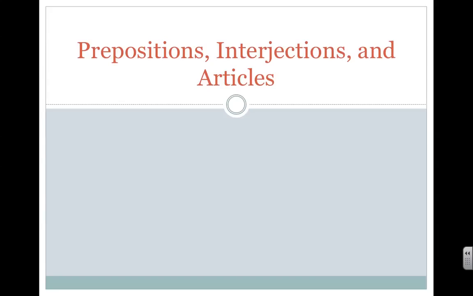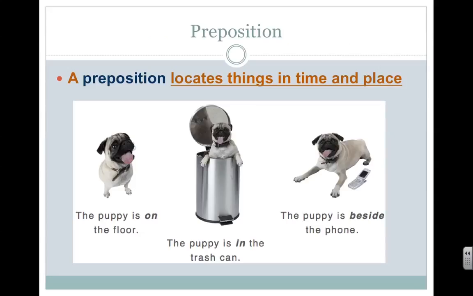Our last three parts of speech are prepositions, interjections, and articles. Beginning with the preposition, a preposition locates things in time and place. So I've got the puppy is on the floor. On is a preposition that is locating the puppy on the floor. And the next one, the puppy is in the trash can. In is the preposition that locates the puppy.